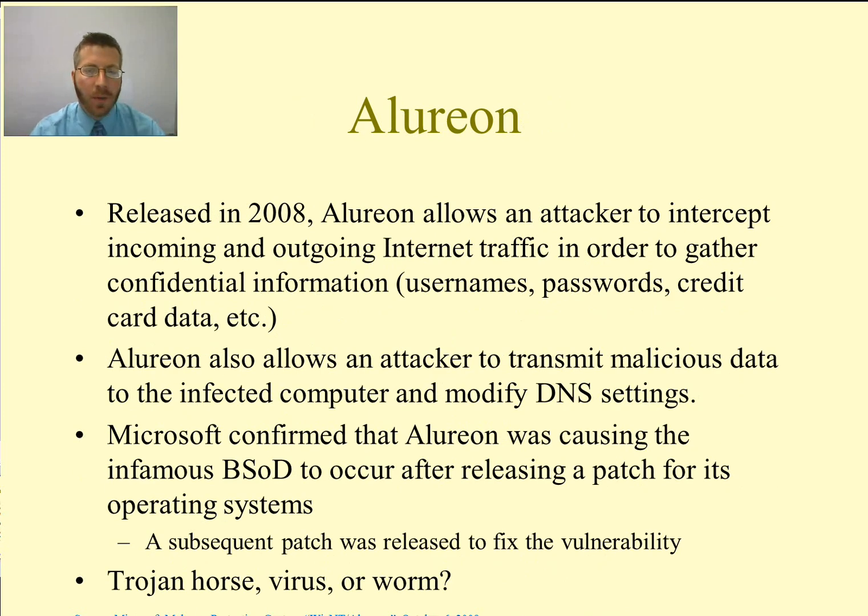Our next piece of malware, Alureon. This was released in 2008, so we're getting a little more recent. Alureon allows an attacker to intercept incoming and outgoing internet traffic in order to gather confidential information, such as usernames, passwords, credit card data, etc. It also allowed an attacker to transmit malicious data to the infected computer and modify DNS settings. Oh, that's a bad one.